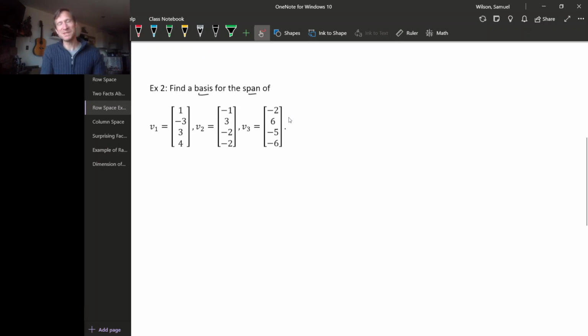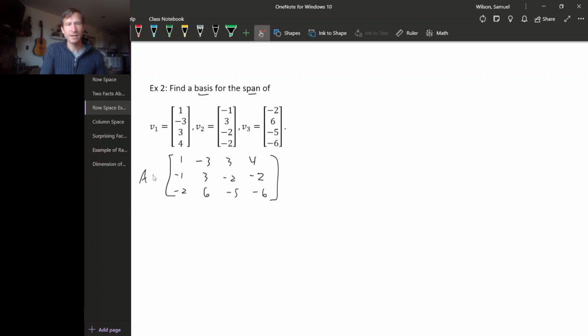Well, we can make these be the rows of a matrix. Just sort of turn them on their sides. That's called taking a transpose, and then stuff them into a matrix. So this first column vector will turn into our first row, and then the second column becomes our second row, so minus 1, 3, minus 2, minus 2, minus 2, 6, minus 5, minus 6. Okay, so let me call this A.